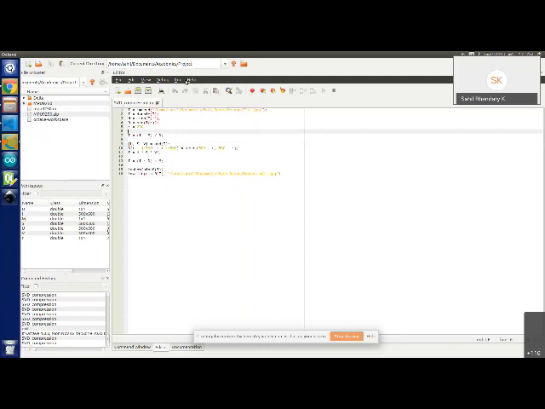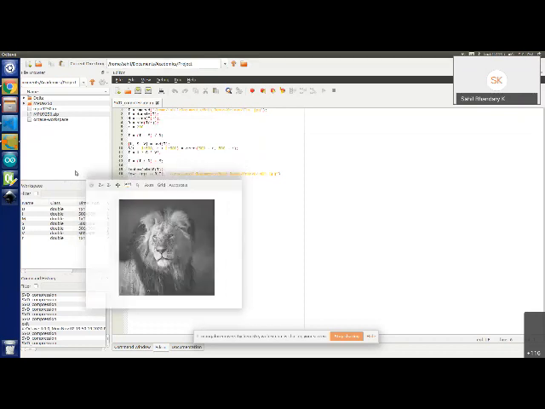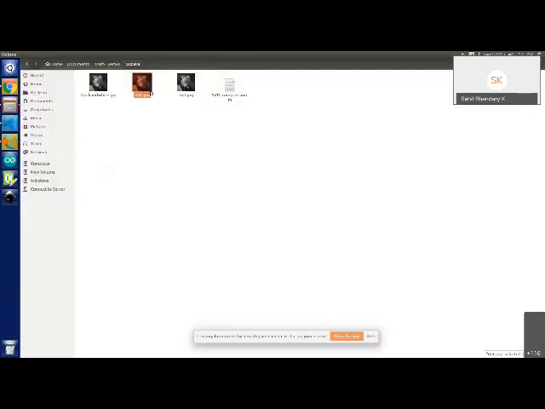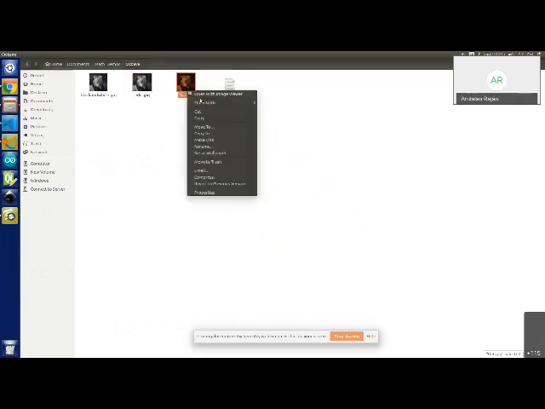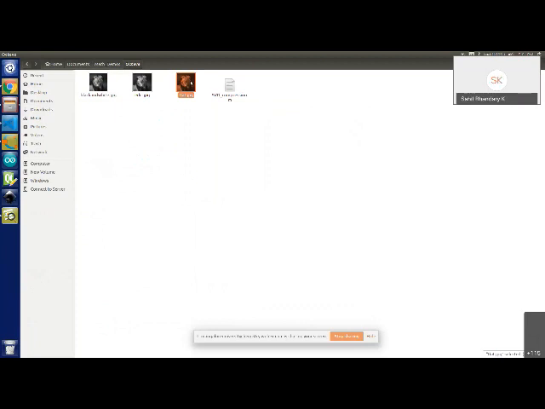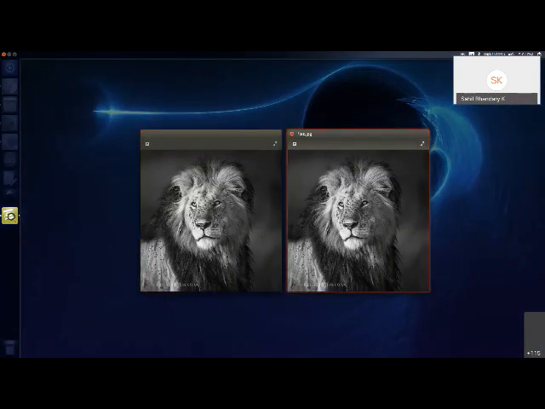I'll just run this. Save file and run. You see that the image has barely changed. I'll show you the actual image. This is the original image. This is the new image. Can you just put it side by side and then show it? Yeah. So this is the original image, and this is the new image.